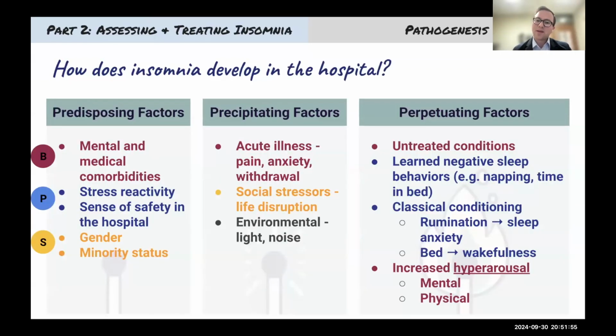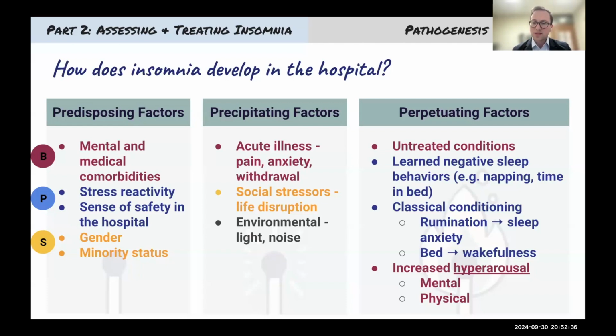Taking a deeper look at this, thinking about within the hospital setting, insomnia can be predisposed by mental and medical comorbidities, psychologically through a person's stress reactivity, their sense of safety within the hospital, or social factors such as being female or in certain minority groups. The hospital can represent various precipitating factors to insomnia, including acute illnesses with associated pain, anxiety, or maybe withdrawal from substances, the inherent social disruption in hospital admissions, and then environmental factors in the hospital like light and noise.